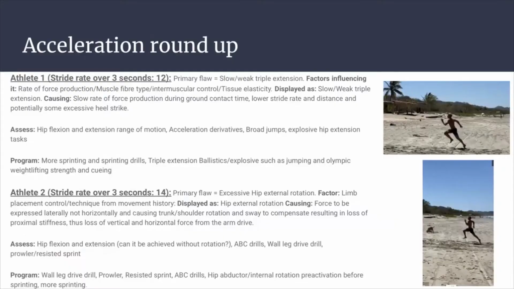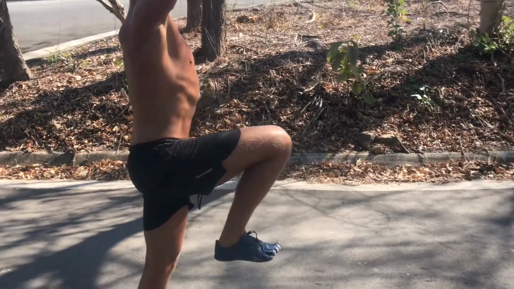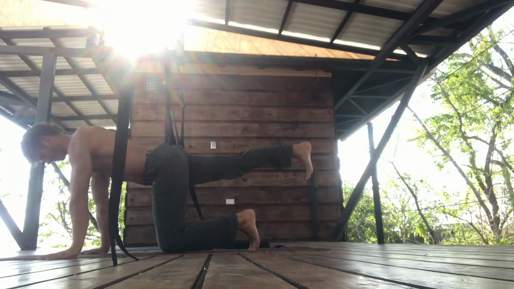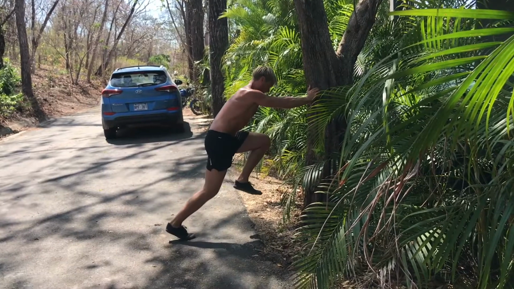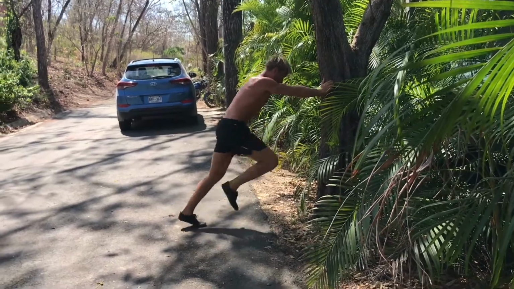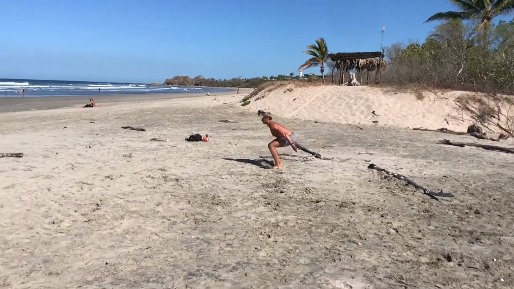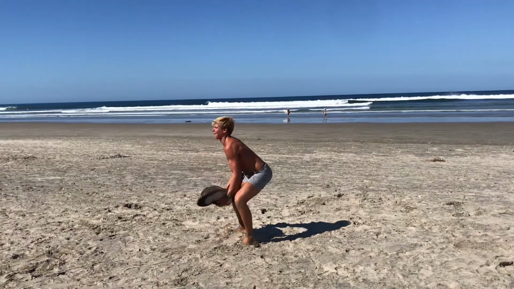So to round up for acceleration, athlete 1 has a stride rate of 12 over the first 3 seconds. The primary flaw is slow/weak triple extension. The factors influencing it are rate of force production, muscle fiber type, intermuscular control, tissue elasticity. I feel this is displayed as the slow/weak triple extension, and this causes slow rate of force production during ground contact time, which then causes a lower stride rate, shorter stride distance, and potentially some excessive heel strike, as we saw. To assess this, we looked at hip flexion and extension range of motion, which was okay. We looked at acceleration derivatives with some cueing, and then we looked at broad jumps and explosive hip extension tasks.